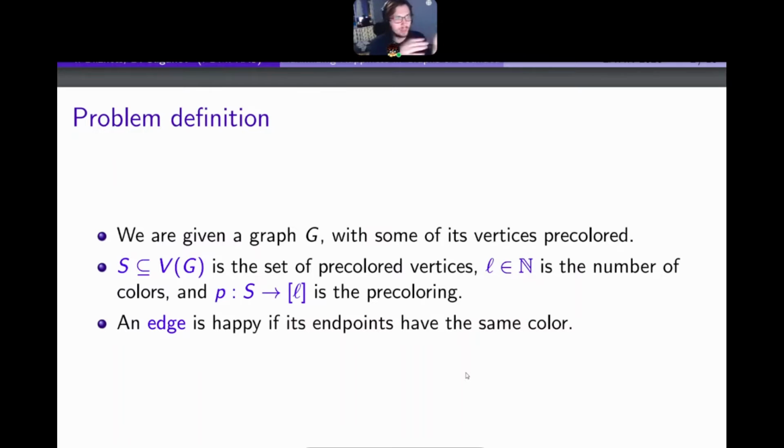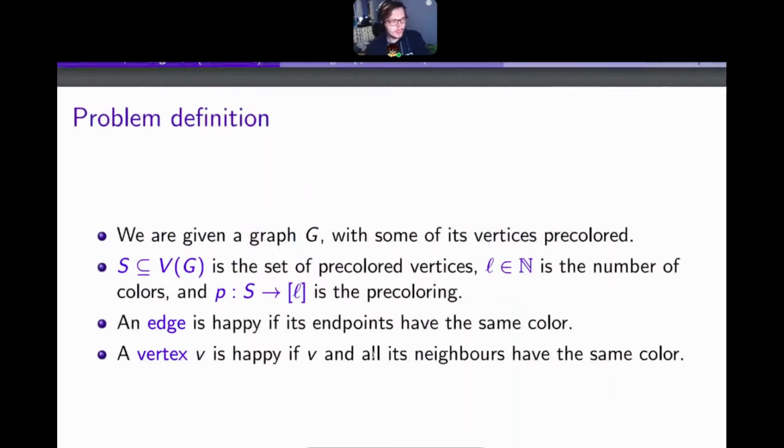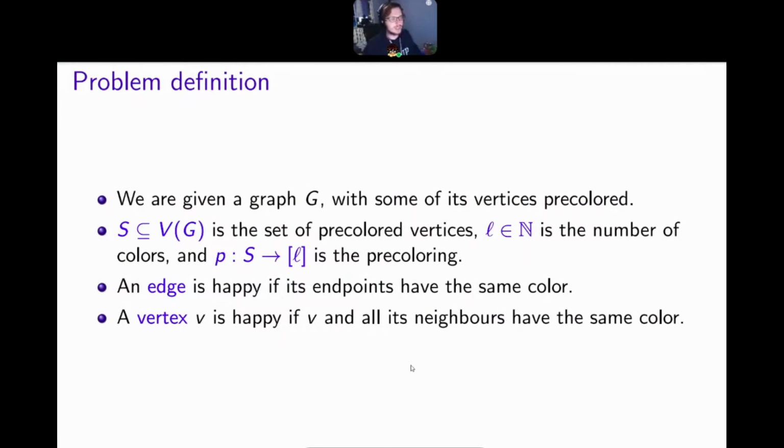Without the precoloring, this problem wouldn't make sense, because we could just color the whole graph with the same color. So in this problem the number of colors is important, and without the precoloring it would be very easy. The smaller the number of colors, the easier the problem. On the other hand, we consider a vertex happy if this vertex and all its neighbors receive the same color.